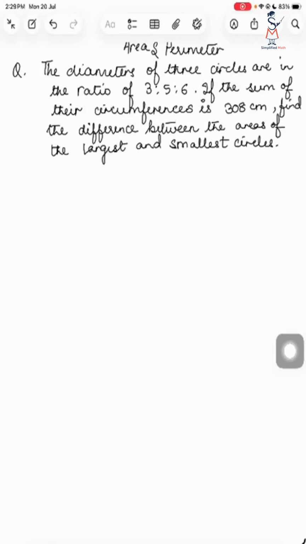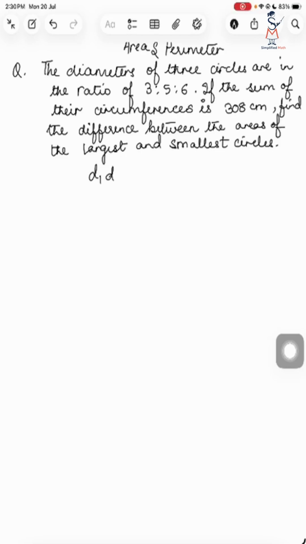Hi, we are doing area and perimeter. The question is, the diameters of three circles are in the ratio of 3:5:6. If the sum of the circumferences is 308 centimeter, find the difference between the areas of the largest and smallest circles.